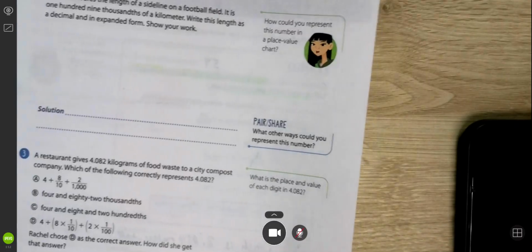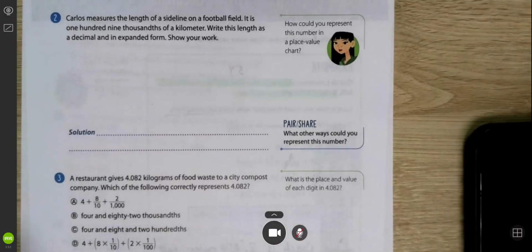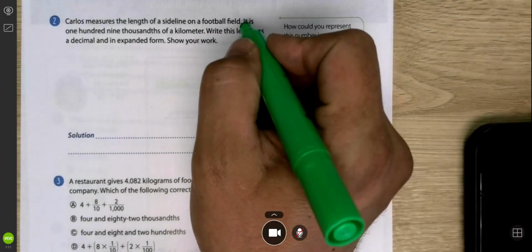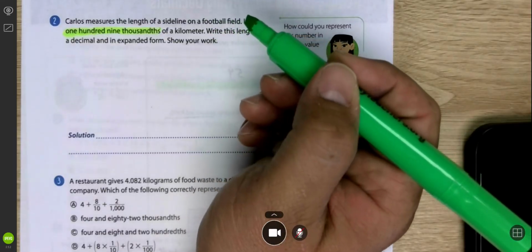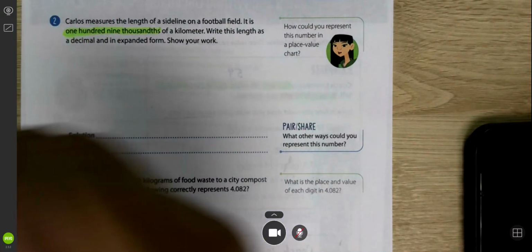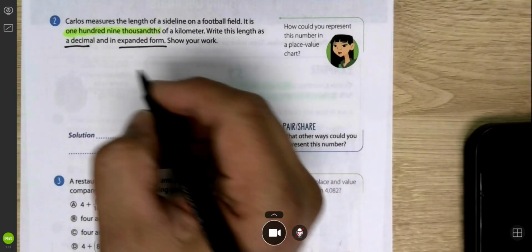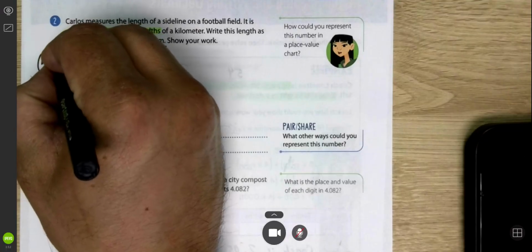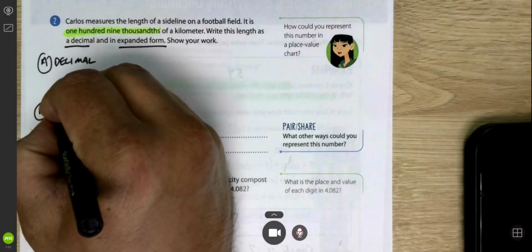Let's jump on to question number 2. Carlos measures the length of a sideline of a football field. It is 109 thousandths of a kilometer. Write this length as a decimal and in expanded form. Ooh, so they want decimal and expanded form. Okay, so part A, we're going to have decimal. Part B, we'll do expanded.